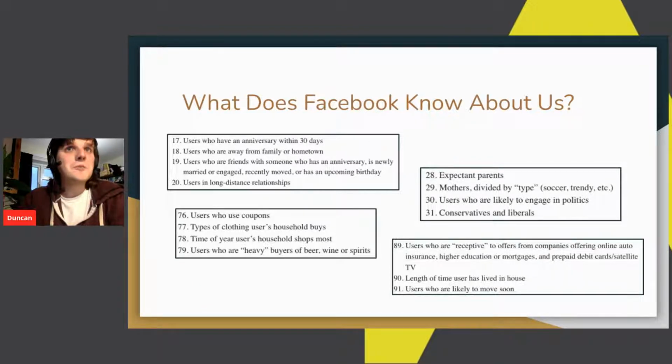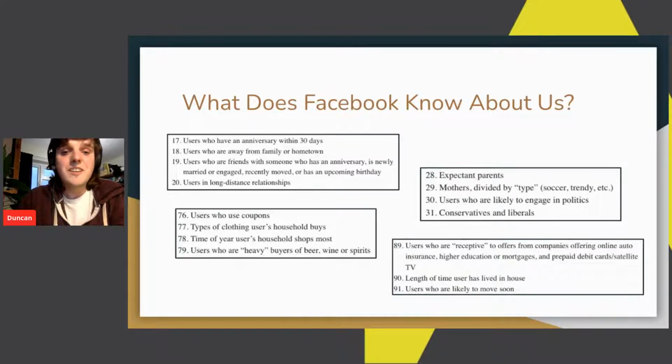So, you know, users who are friends with someone who has an anniversary. That's very specific. Users who use coupons. Mothers divided by type. Now that is a weird one. And also users who might be receptive to offers.